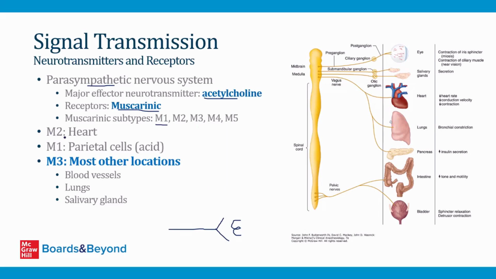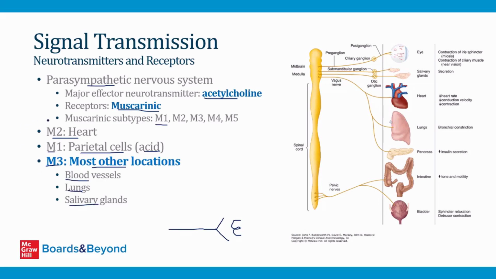The M2 subtype receptors are found in the heart. The M1 subtype of receptors are found in parietal cells in the stomach. They produce acid. And then most other locations throughout the body have the M3 subtype of muscarinic receptors. These are the receptors you find on blood vessels, in the lungs, in salivary glands.